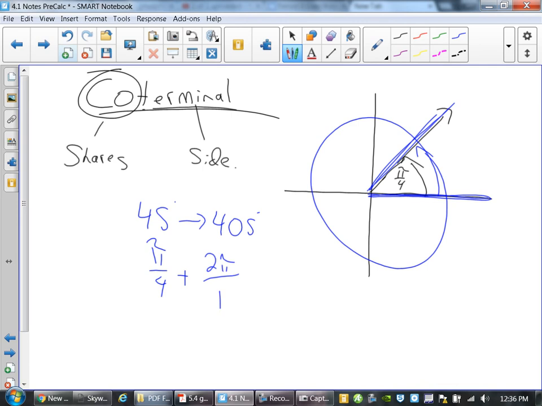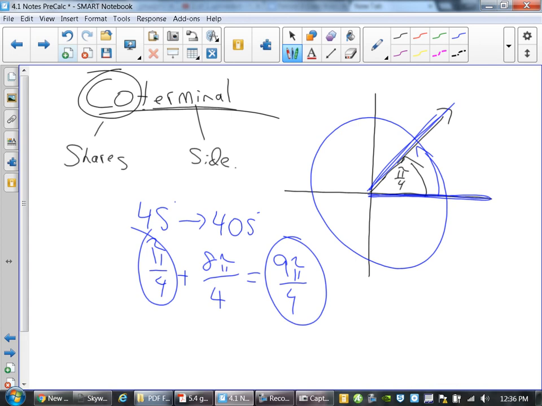8 pi over 4, right? So I'd add pi over 4 with 8 pi over 4, and I would get 9 pi over 4. These two would be coterminal, right? We did a lot of that. Now you could have positive coterminal and negative coterminal. Positive and negative angles just mean the different direction that you're starting.